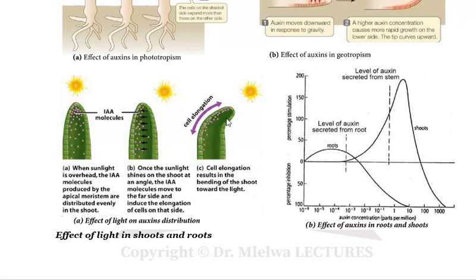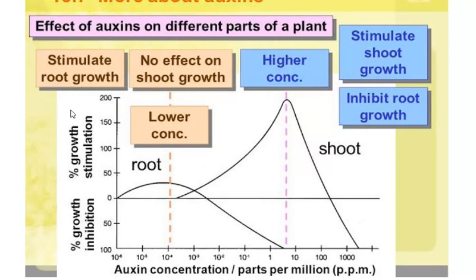Now I want us to move to a graph and see how this can be illustrated. The graph looks similar to this one, but is somehow different. Let's move to that graph and see how these effects can be seen in a graphical presentation. So here is our graph, and as you can see, it shows the effect of auxins on different parts of the plant's growth.